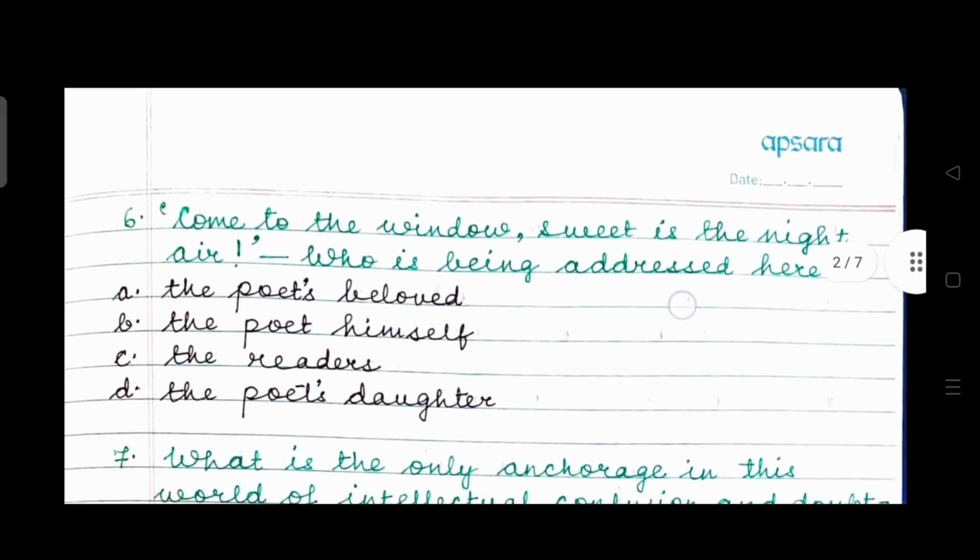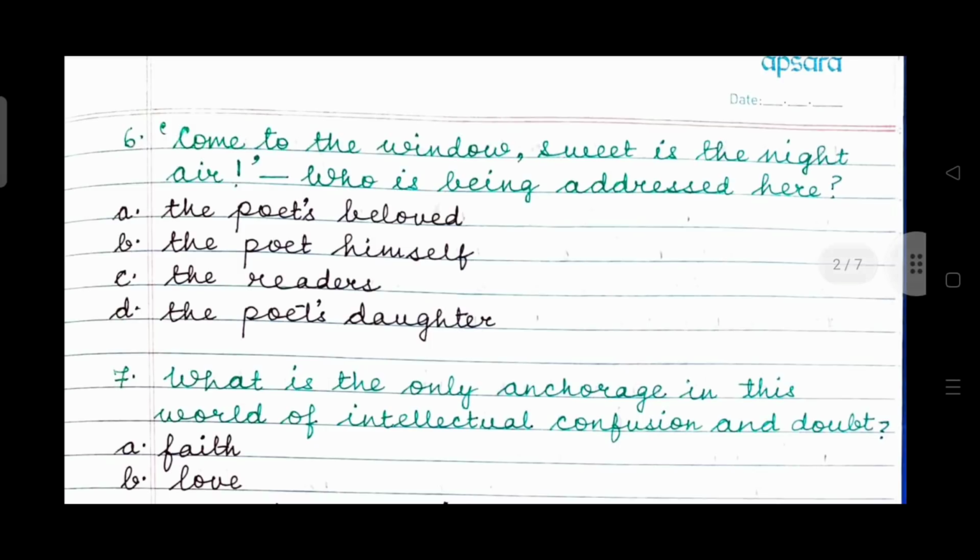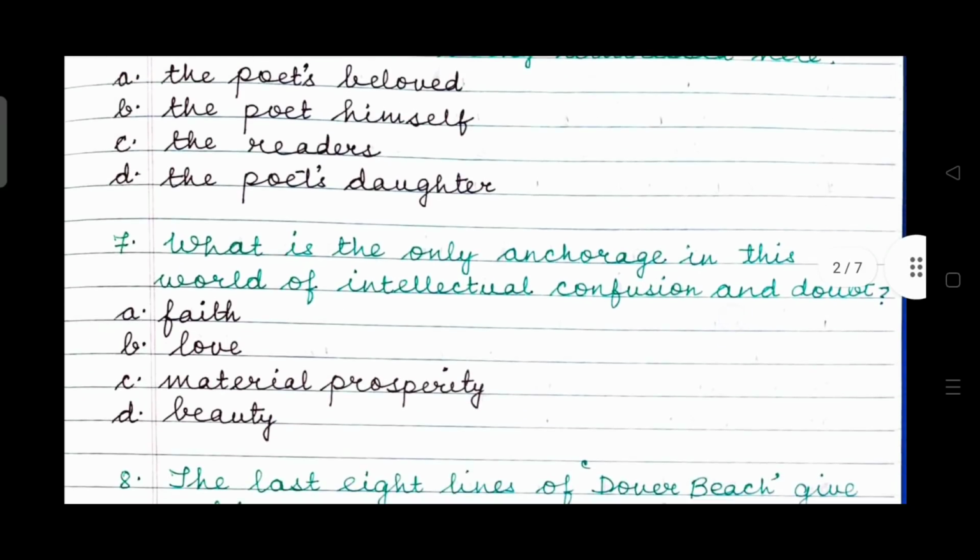Question 6 now. Come to the window, sweet is the night air. Who is being addressed here? The poet's beloved, the poet himself, the readers, the poet's daughter. The right answer is option A, the poet's beloved. Next, question 7. What is the only anchorage in this world of intellectual confusion and doubt? Faith, love, material prosperity, or beauty? The right answer is option B, love.